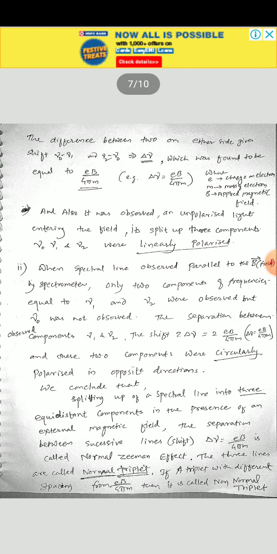So this is the first observation. Next, when the light enters and splits into 3 components, nu naught, nu 1, nu 2 are linearly polarized, and when the spectral line is observed parallel to the magnetic field, only 2 components with frequency nu 1 and nu 2 are observed, and nu naught is not observed. The separation between the observed components nu 1 and nu 2, equal to that shift, is 2 delta nu.